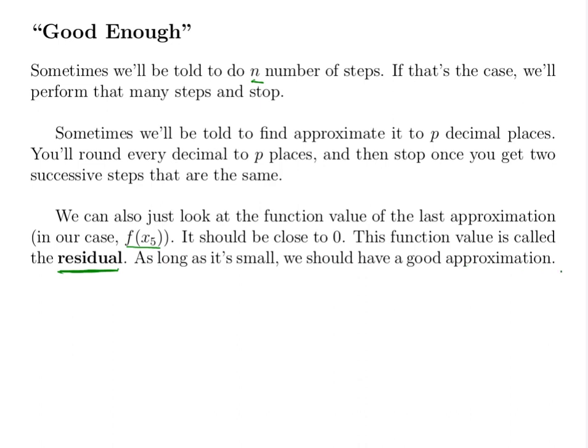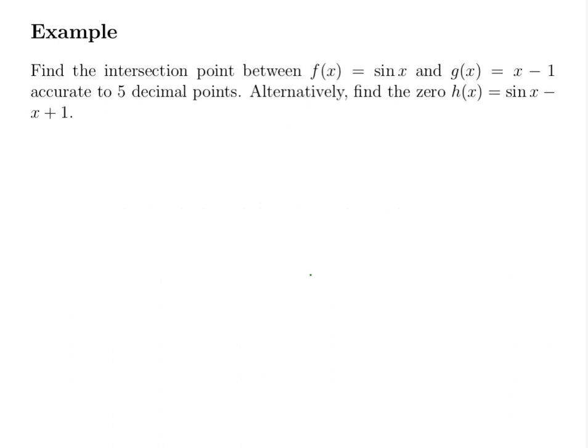Sometimes we'll give a boundary on how small that has to be, and we'll say, okay, make the residual smaller than 0.01. As long as you get an x value whose height is smaller than that, it means it's close enough to the x-axis for us to stop. So, 3 different ways of doing it. Sometimes we'll just be told a number of steps to do. Sometimes we'll be told to approximate it within a certain number of decimal places. And sometimes we're going to try and make the residual small enough.